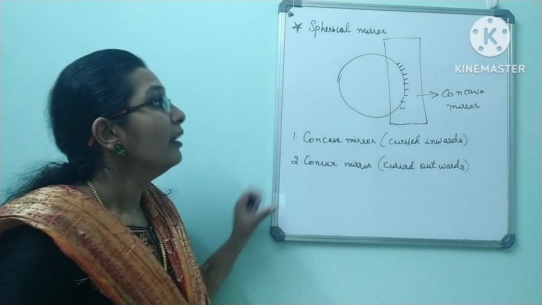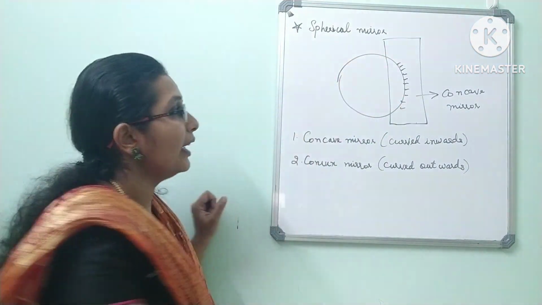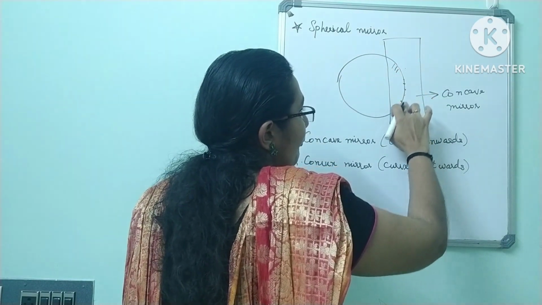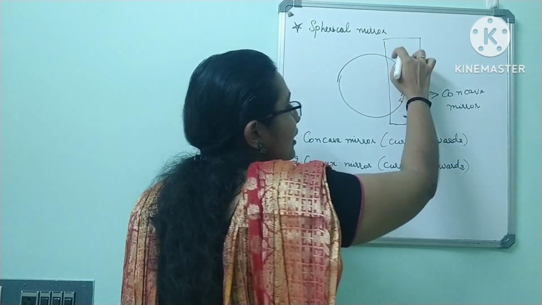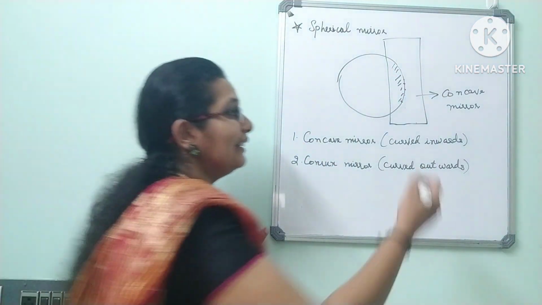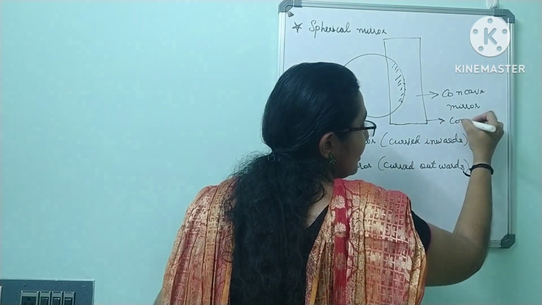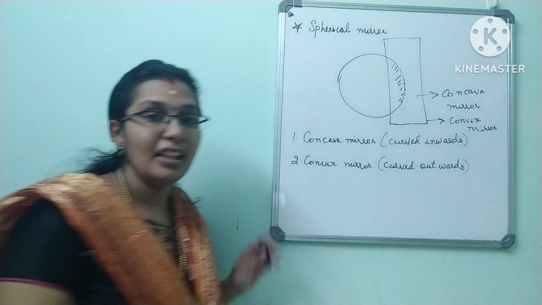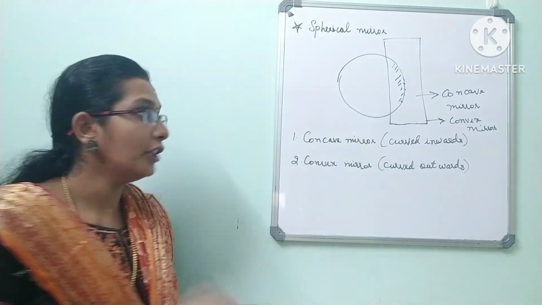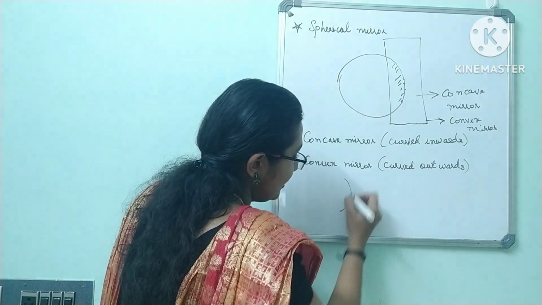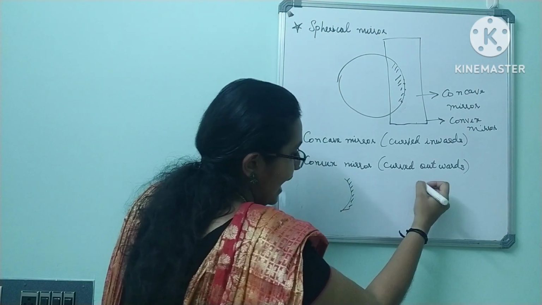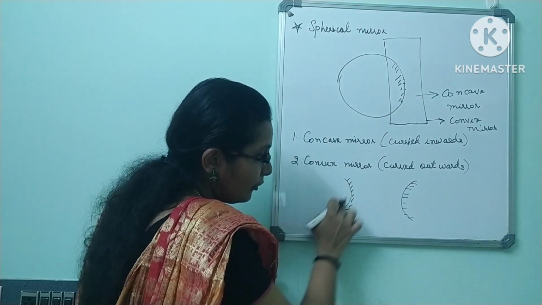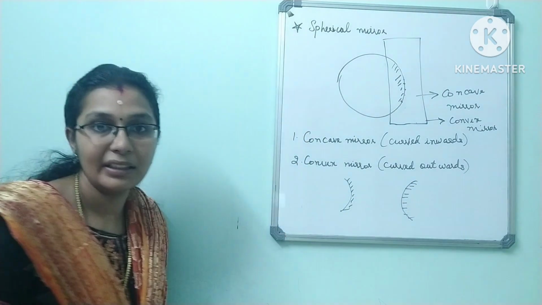Now the same portion, I am polishing this side. So it is curved outwards, and that is nothing but a convex mirror. Clear? So generally, in order to avoid confusion, you will consider this as concave mirror and this as convex mirror. Curved inwards, curved outwards. Clear?